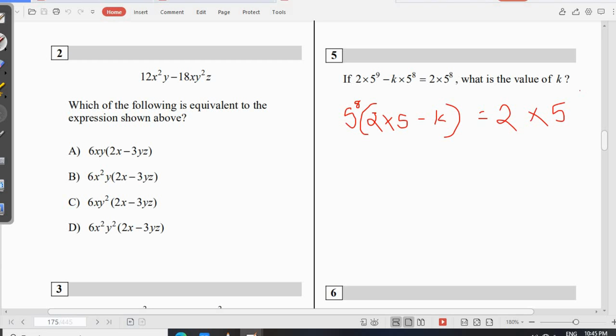Now we have 5 raised to power 8 in 2 places. You have it here and here, so you can clear it out. So we have 2 times 5 minus k here, that's like 10 minus k is equal to 2. It's quite simple now. You never need to get this simplified. So 10 minus k equals 2, and move minus k to the side, move 2 to the side, you have k is equal to 8. Alright, so let's move to the next one.